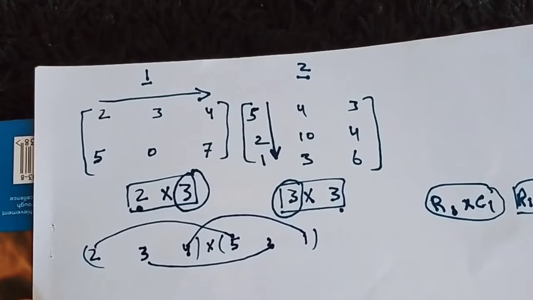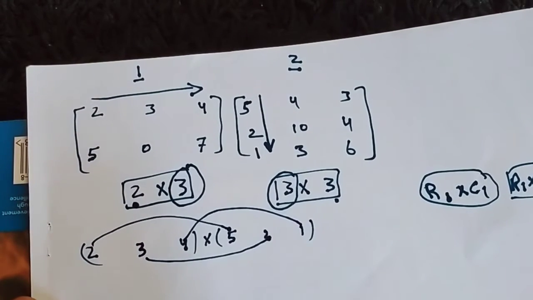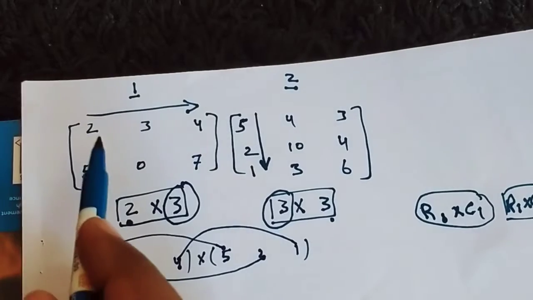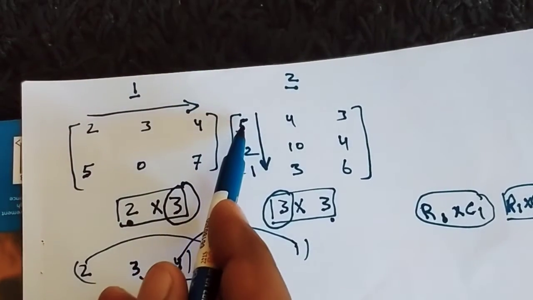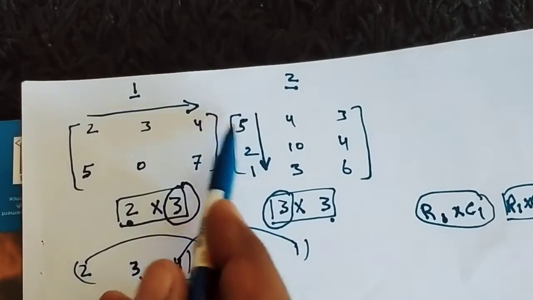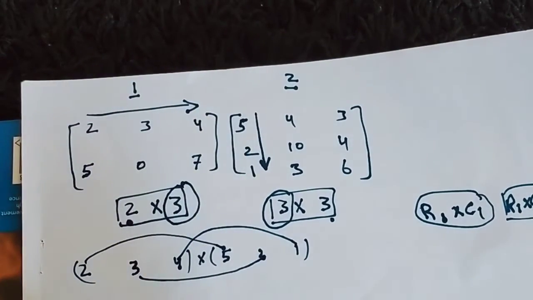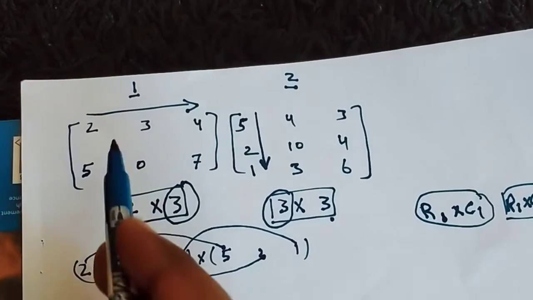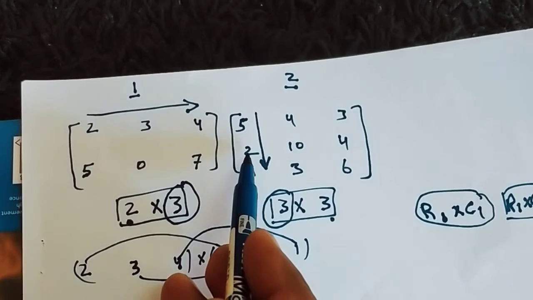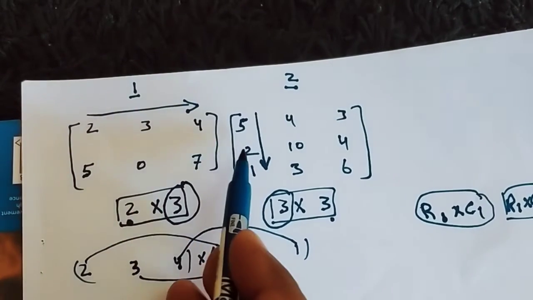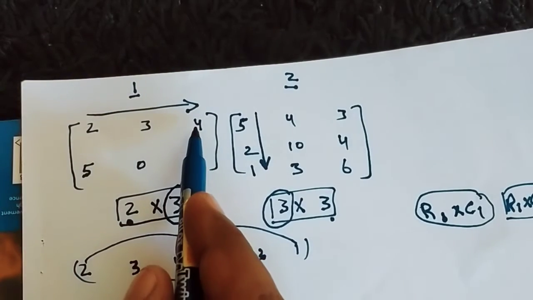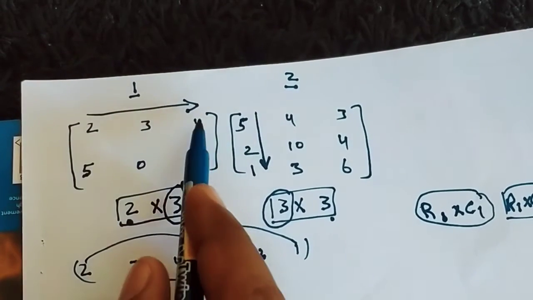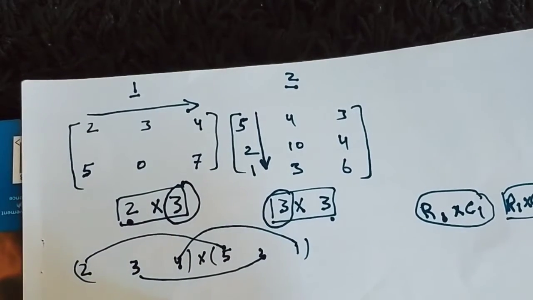I will multiply here. You will see, the first row 2, 3 and 4. The first element will multiply with the first element of the first column. So 2 multiply 5, then plus the second element with the second element of the column, so 3 multiply 2, then plus. What is remaining? 4. 4 multiply with the last one, 4 multiply 1.